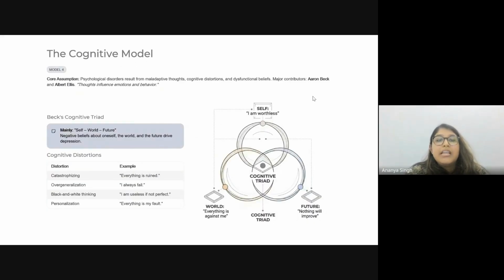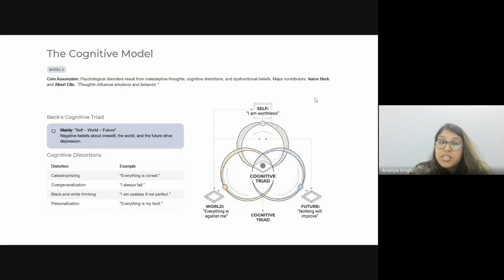Cognitive model, mainly maladaptive thoughts. In CBT, cognitive distortions, a CBT term, is a thought that is not completely accurate or logical. Don't worry about the word. So it results from maladaptive thoughts, cognitive distortions, and dysfunctional beliefs. Dysfunctional beliefs is an REBT term. Main contributors were Beck and Ellis. Thoughts influence emotions and behavior. So mainly we work with the thought part of the thought, emotion, behavior triad.